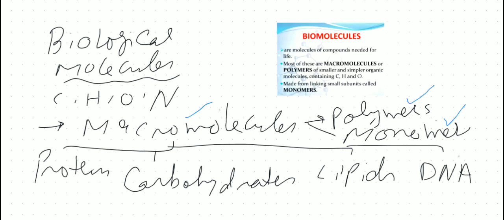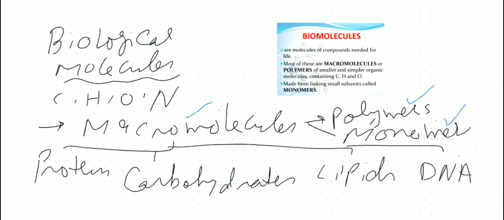It's very easy to understand that macro means large. So macromolecules are the large molecules. Why are they called large? Because they have higher molecular weights and they are made up of many small units. They are also known as polymers, and the small units are known as monomers. Mono means single one. The types of macromolecules are protein, carbohydrates, lipids, and DNA.